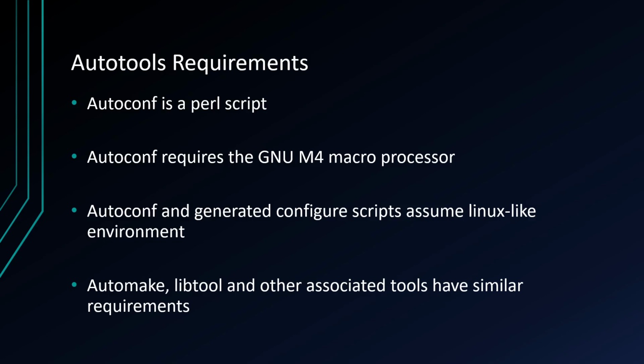So Autoconf itself is a Perl script, so it requires Perl. Autoconf runs GNU M4, and it has to be GNU M4. It can't be some other flavor of M4, so it requires the GNU M4 macro processor. And the assumption is that this configure script is going to run under some kind of bash shell. And the other associated tools, Automake, Libtool, etc., those are also Perl scripts that end up invoking M4 to expand your input file as basically a bunch of M4 macros.